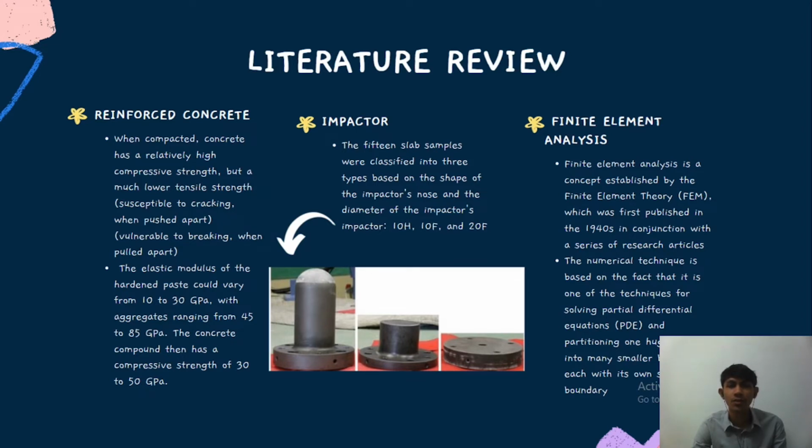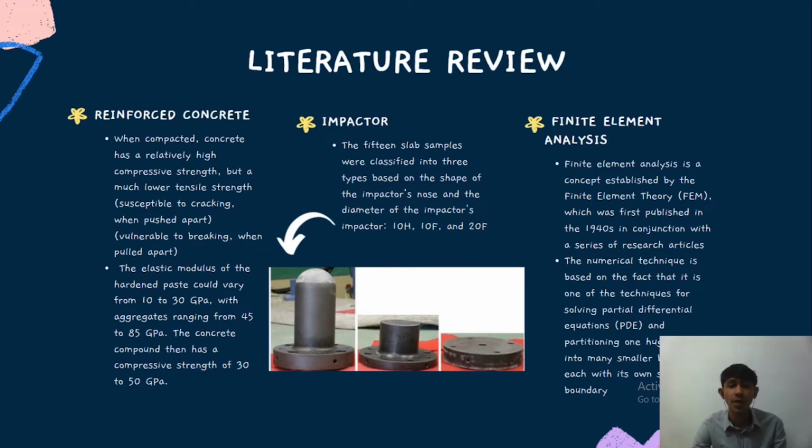The elastic modulus of the hardened paste could vary from 10 to 30 gigapascal, with aggregates ranging from 45 to 85 gigapascal. Concrete compound then has a compressive strength of 30 to 50 gigapascal.